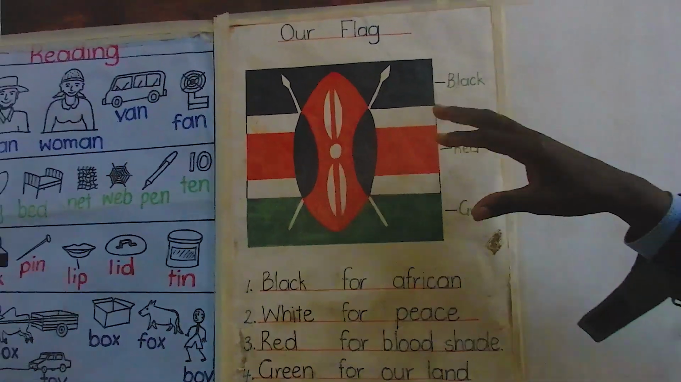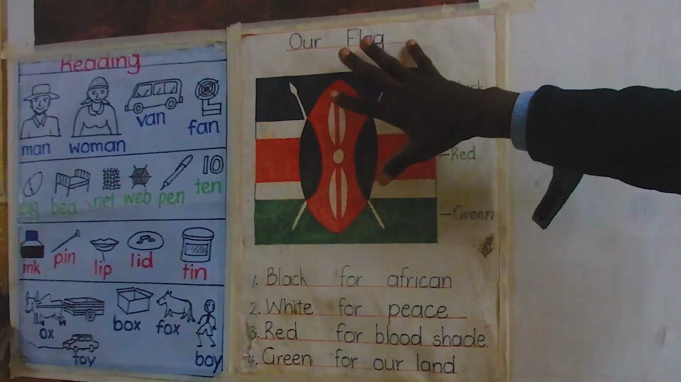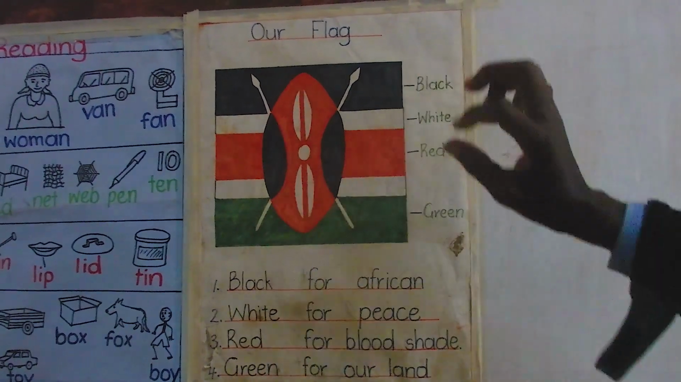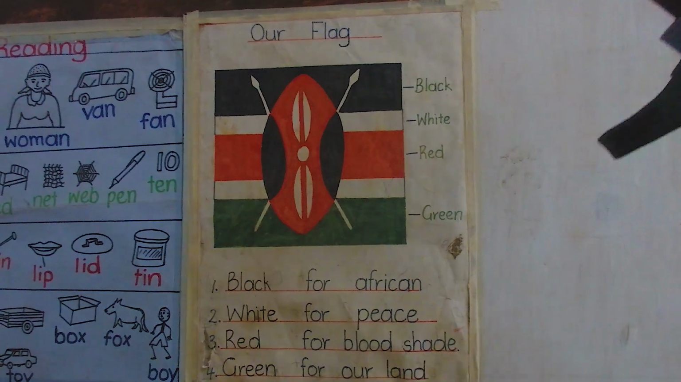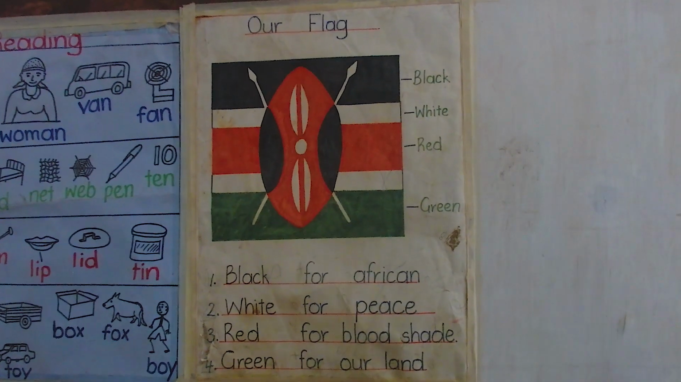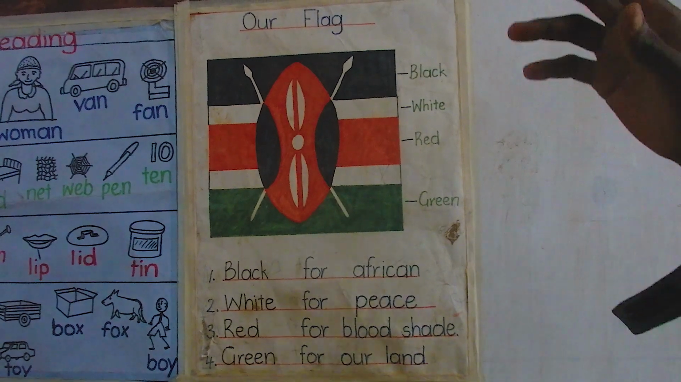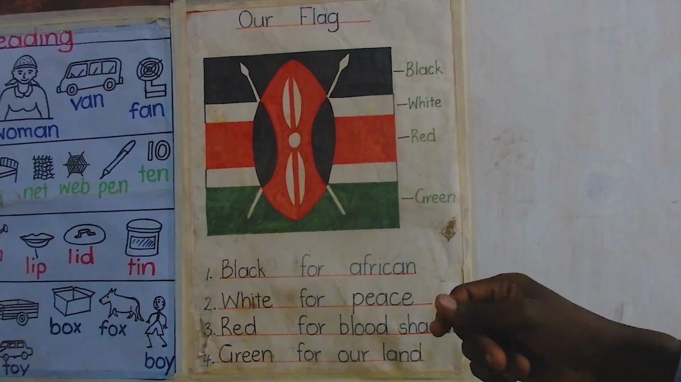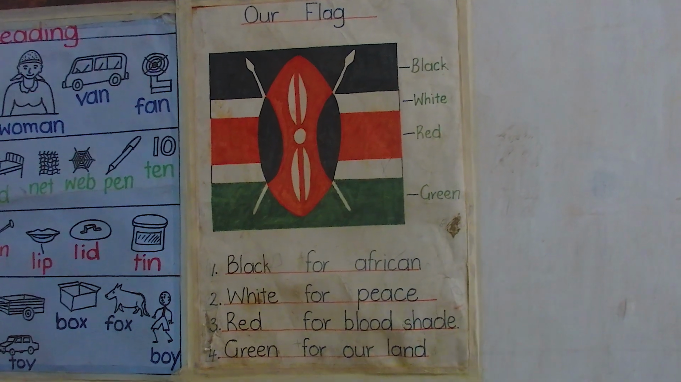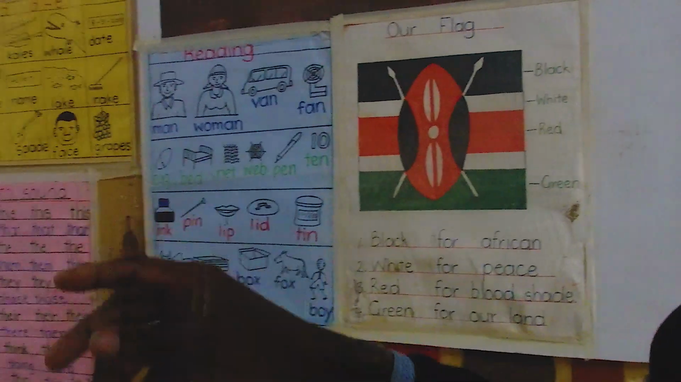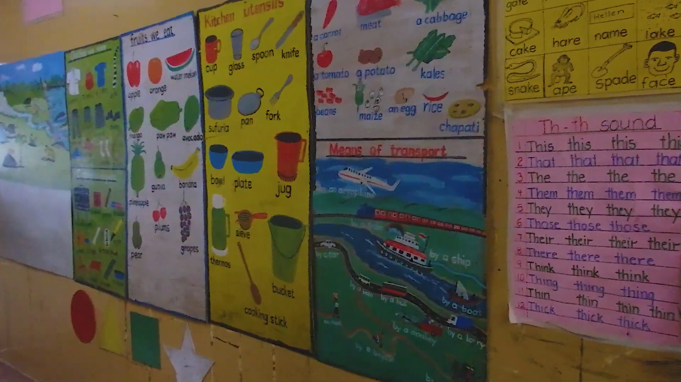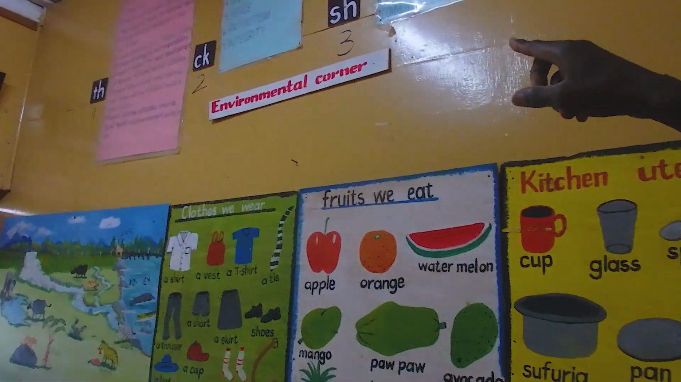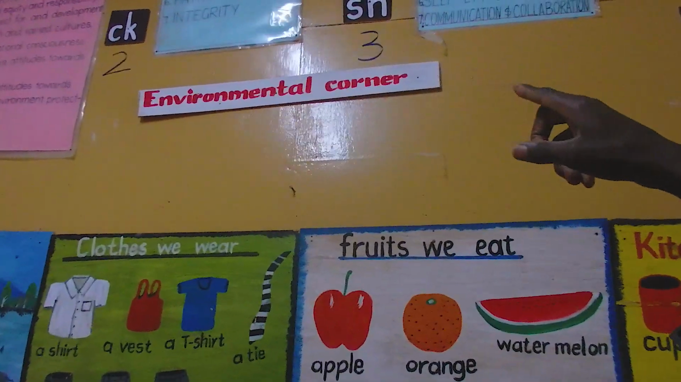Now, after learning about the flag, they should also learn the national anthem. So, when they come out of this level, they should be knowing how to sing the national anthem. I can just tell you generally, the area that I've been showing you, we call it environmental corner.